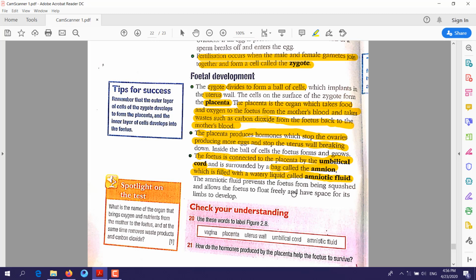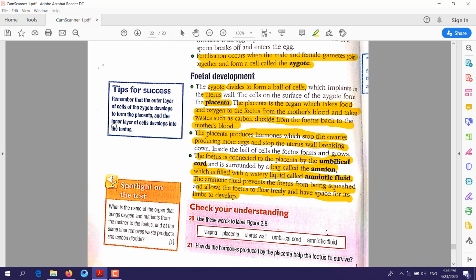What is the function of the amniotic fluid? It is to protect the fetus. The amniotic fluid prevents the fetus from being squashed and allows the fetus to float freely and have space for its limbs to develop. So this was everything about fetal development. If you want more details about this topic, you can review the grade 8 book.